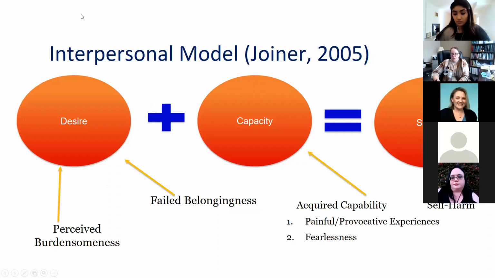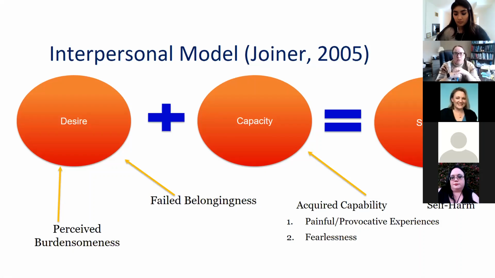So I briefly want to touch on a few models that try to help explain why or how suicide happens. And this is one that I always come back to. I consider this the Joiner model of suicide, but it's also called the interpersonal model of suicide. It's this idea that it takes a desire to want to end one's life plus an acquired capacity to actually engage in the behavior required to end one's life. That equals a suicide attempt.